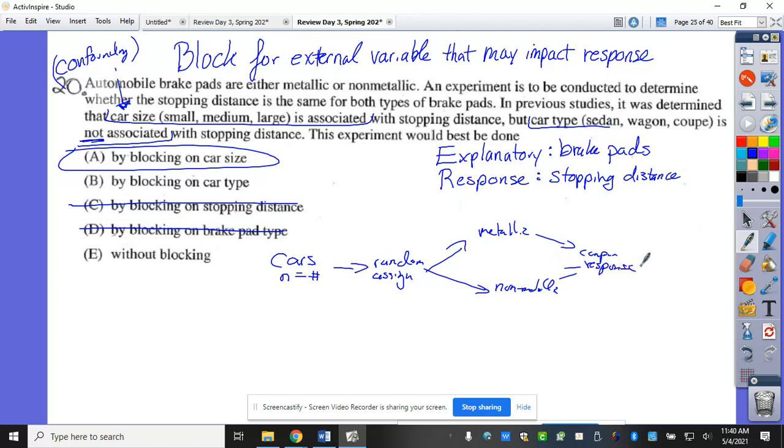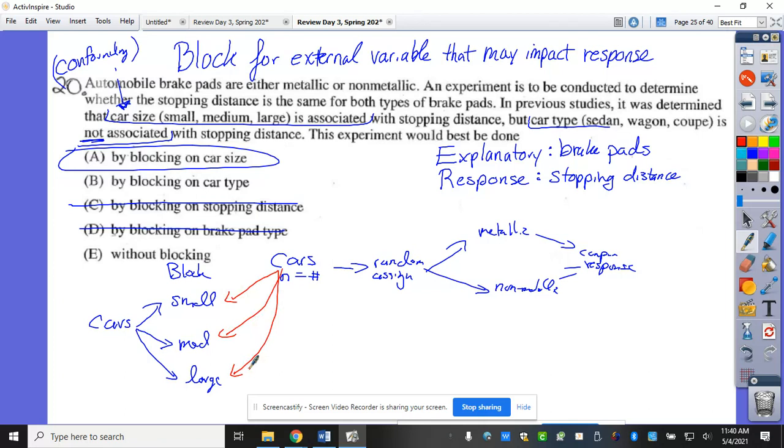If we instead block first, then we would take our cars and then block. Actually, this is 3 different types. So this would be small, medium, and large. And then we would basically do one of these from each one of those branches. So we would pretty much do the experiment here, then here, then here, and then compare them at the end. So blocking is just, I split them before I randomly assign because I think something's going to impact it.